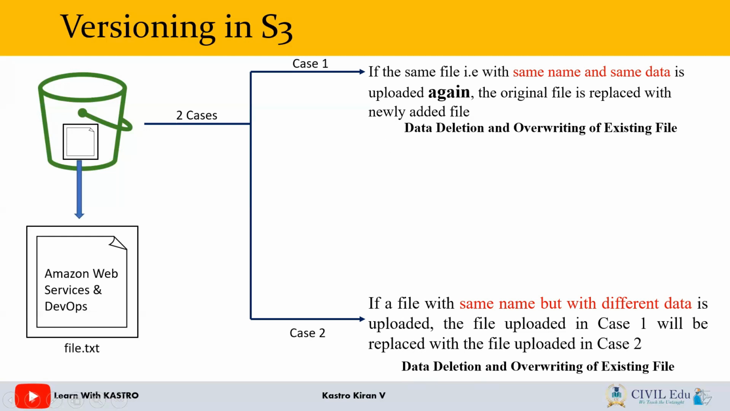So the problem in both cases is the data is getting deleted, and whatever existing file is there is being overwritten. This is the problem that we commonly face in the S3 service. What is the problem? When we upload a file with the same name, whether with the same data or with different data, the original file will get replaced with the newly added file.